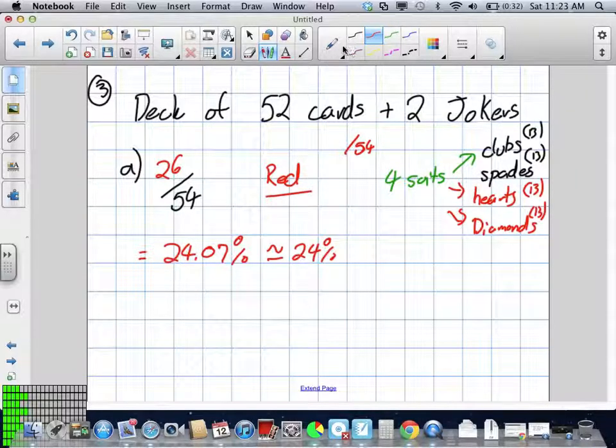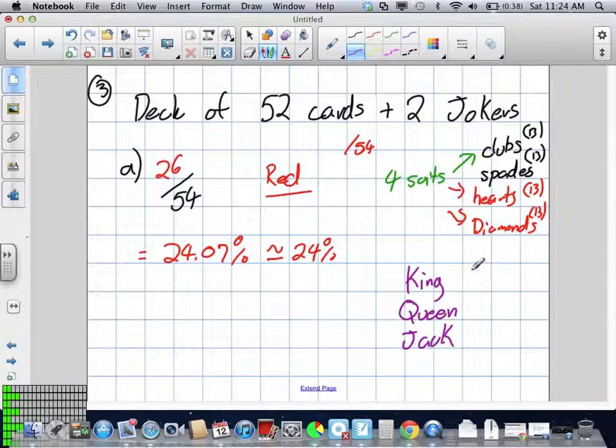Face cards. What are the face cards? King, queen, and jack. Yeah, so we get a king, queen, and jack. Okay. Now, technically, how many kings are there altogether?